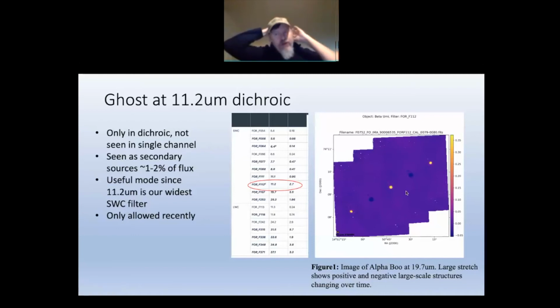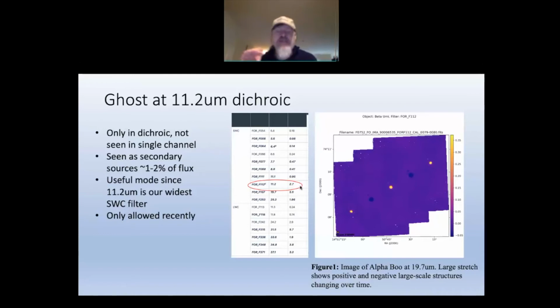Now, previously, we haven't used this filter that much, but we put it back into circulation now because 11.2 micron is a very wide filter relatively. It's the widest filter at that wavelength, 2.7 microns wide, compared to 11.1, which is only 0.95 microns wide. So it can be useful for detecting very faint sources with a much wider filter. And since the ghost is only a 1 to 2% effect, as long as you know about it, it can be very useful to use.